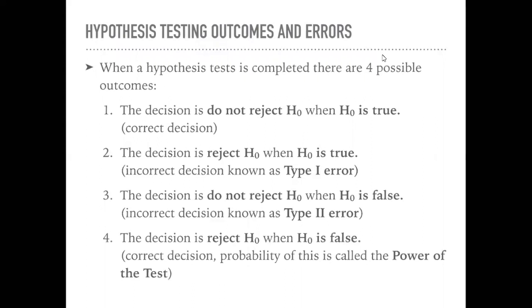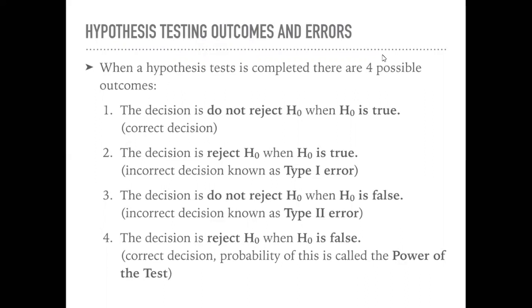And then step 4, the decision to reject the null hypothesis when the null hypothesis is false. This is a correct decision, and the probability of this is called the power of the test. Now, there's some important words here. Power of the test is kind of important, and type 1 and type 2 error are kind of important here as well. How do we keep a type 1 error and a type 2 error straight, knowing which is which?